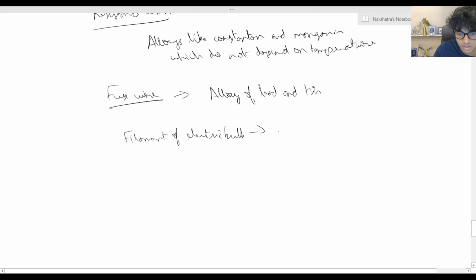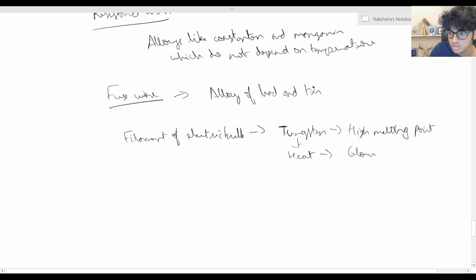Filament of electric bulb. The filament of an electric bulb is made out of tungsten. Tungsten has a high melting point. How the filament works is, when you pass current through the light bulb, the filament starts to heat up. So the tungsten starts to heat, and because of this heat, the tungsten starts to glow. And this is how the electric bulb will give us light, because the tungsten will start to glow because of the heat. But tungsten has a high melting point, so it will continue to glow instead of just melting.